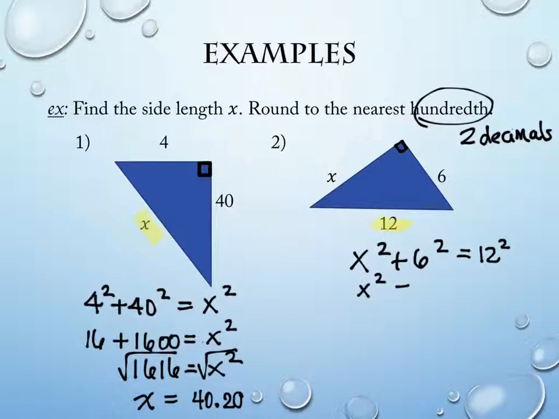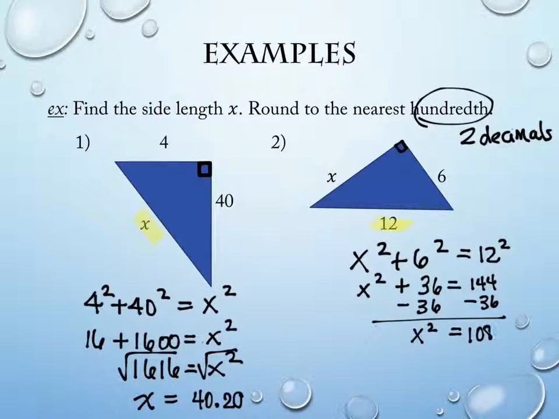All right, so what is 6 squared? 36. And 12 squared? 144, good. So what will I do next? Yep, subtract the 36, which will give me what? What will x squared equal? 108. And then what? Square root, you got it. So what is the square root of 108?